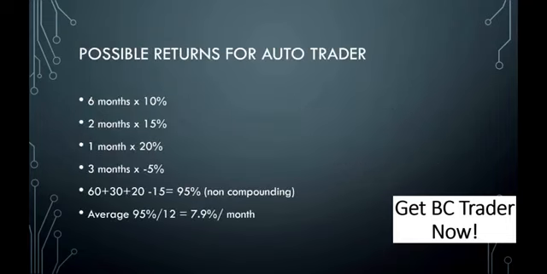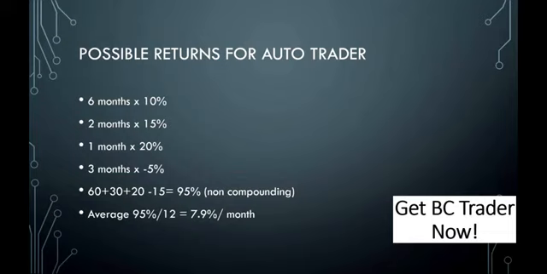All right. So possible returns for the auto trader. This is a fictitious scenario that I have created because sometimes people want to see numbers, right? What is possible? What could it potentially do? I'm not saying that these are definitely going to be the results. In no way am I saying this is how the auto trader return is going to be. I'm just giving you some numbers that I'm pulling out of thin air just to give you an idea of how it could potentially work.